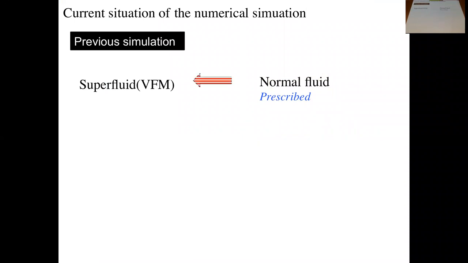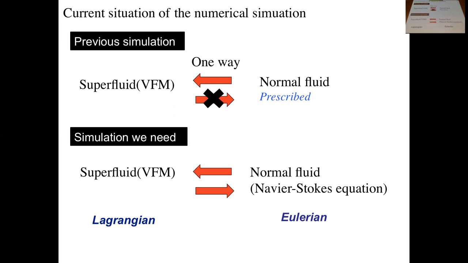Previous simulations were just one way, namely we considered the mutual friction from the normal fluid to the superfluid, but we neglected the kickback from the superfluid to the normal fluid. But we need the simulation both ways. This simulation is not so easy because the vortex filament model is Lagrangian and the Navier-Stokes equation for the normal fluid is Eulerian. So it's not so easy to combine them.